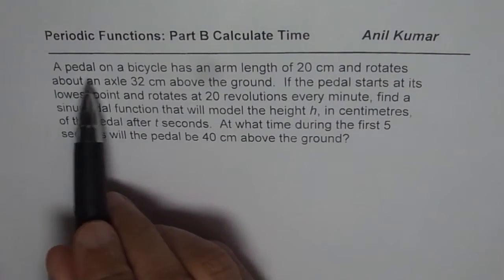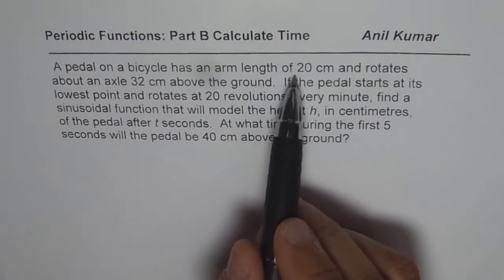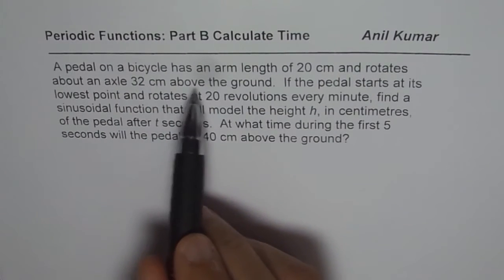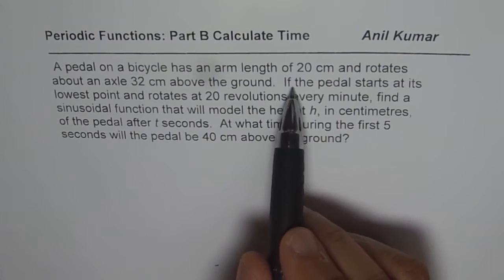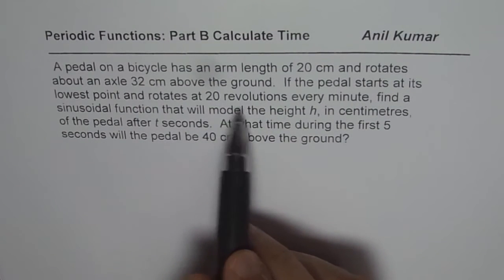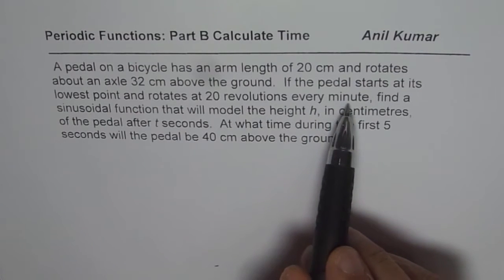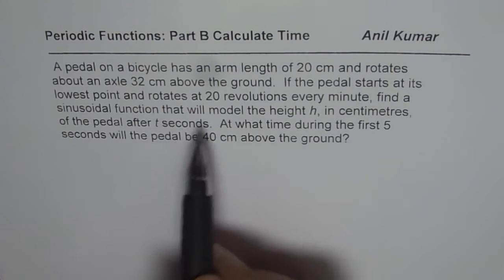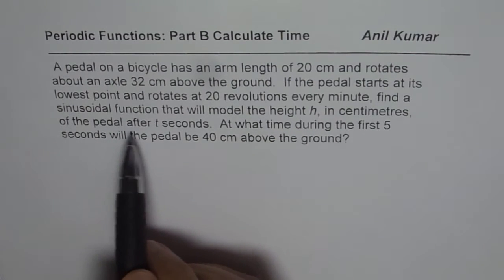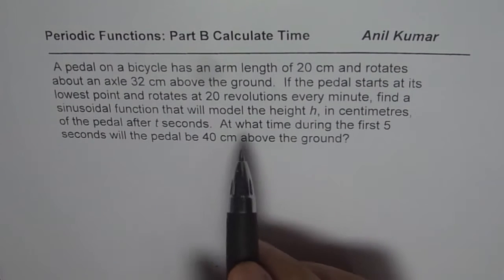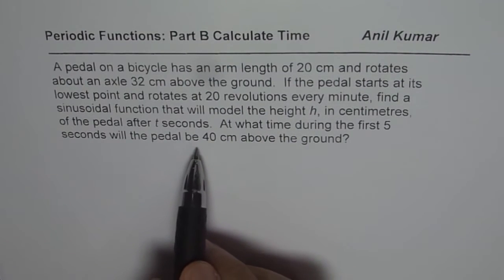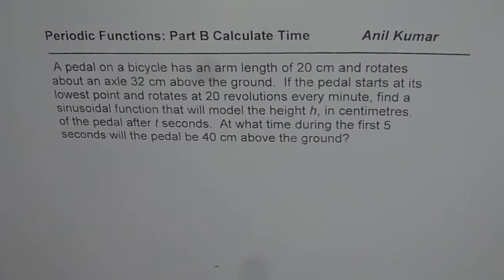A pedal on a bicycle has an arm length of 20 centimeters and rotates about an axle 32 centimeters above the ground. If the pedal starts at its lowest point and rotates 20 revolutions every minute, find the sinusoidal function that will model the height h in centimeters of the pedal after t seconds. At what time during the first 5 seconds will the pedal be 40 centimeters above the ground, right?